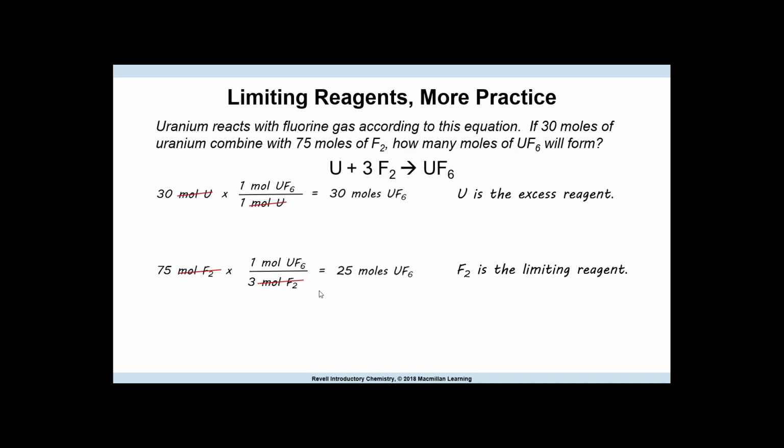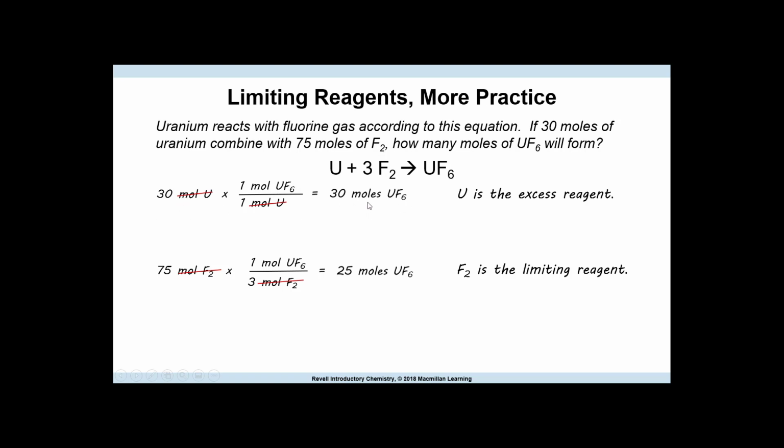Uranium reacts with fluorine gas according to this equation. If 30 moles of uranium combine with 75 moles of fluorine, how many moles of uranium hexafluoride will form? This is a perfect example of a question that's not telling you it's a limiting reagent, but I just told you what the clues are to know that that's what you're dealing with. And that is, you are given both amounts of reactant. Here you are given 30 moles of uranium and 75 moles of fluorine. So it doesn't tell you that that's what it is, but this is exactly what it is.